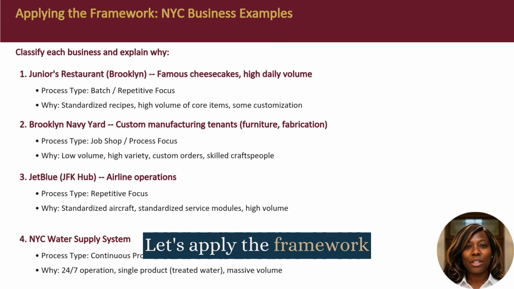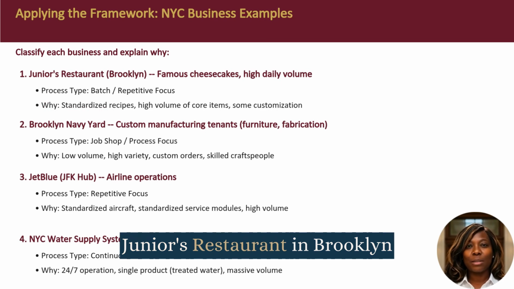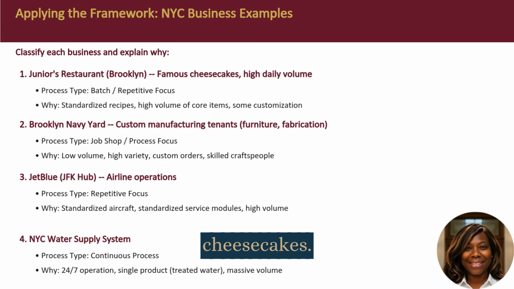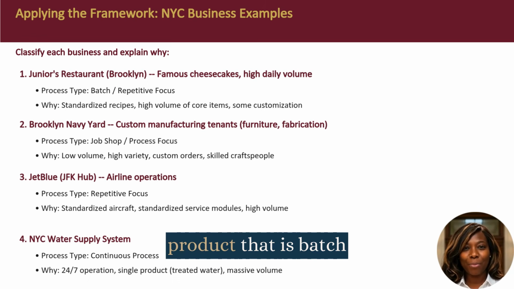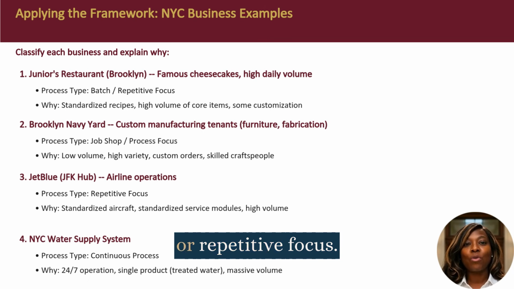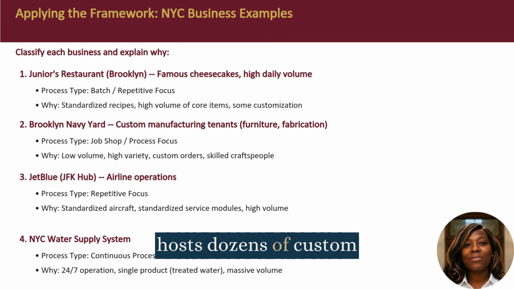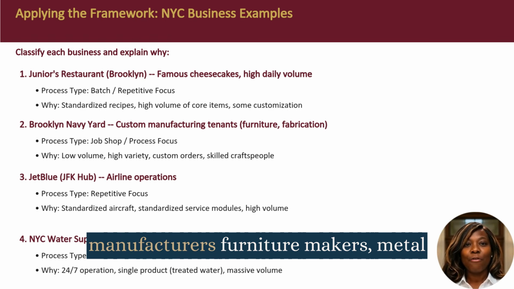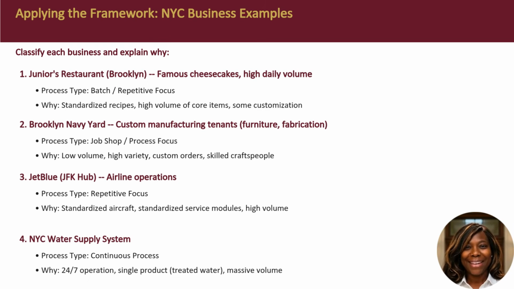Let's apply the framework to businesses your students will recognize. Junior's restaurant in Brooklyn is famous for its cheesecakes. They produce high volumes of a relatively standardized product, that is batch or repetitive focus. The Brooklyn Navy Yard hosts dozens of custom manufacturers: furniture makers, metal fabricators, artisan producers. Each one is a job shop.